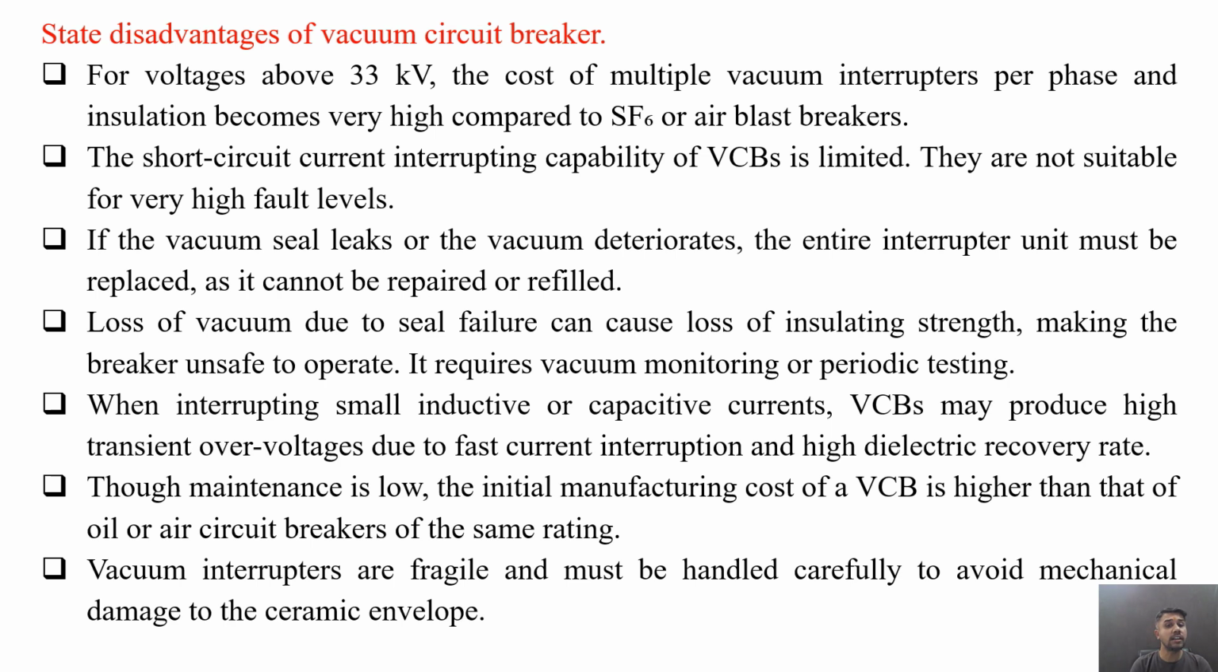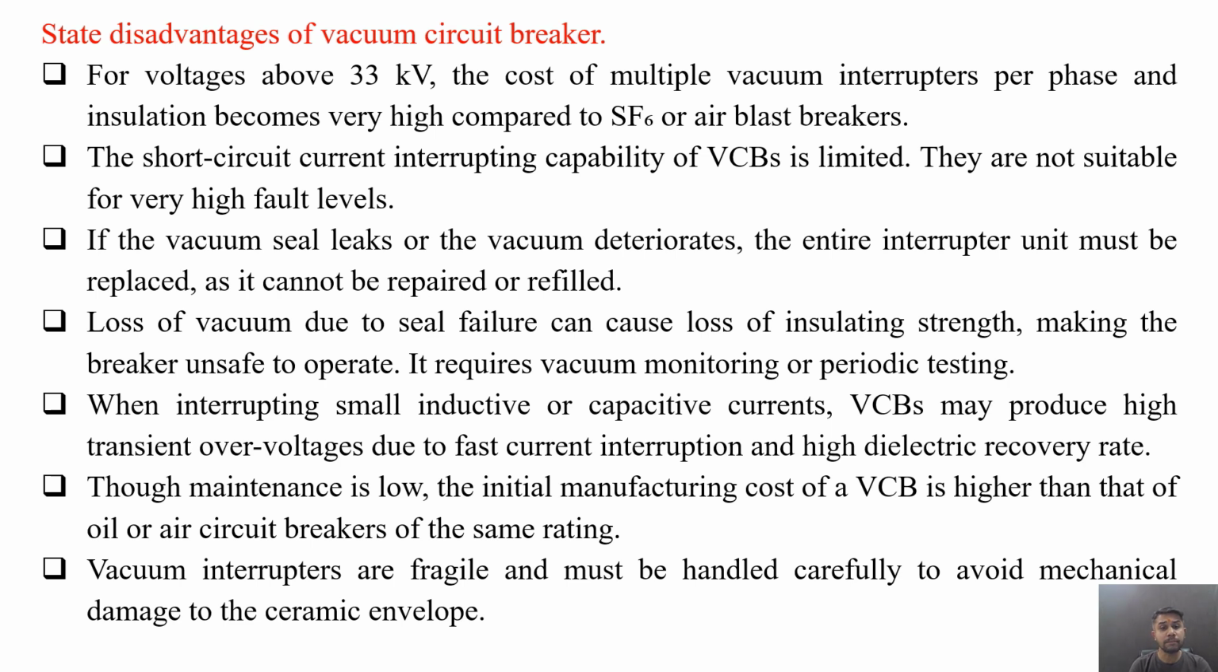If the vacuum seal leaks or the vacuum leakage occurs, the entire interrupter unit must be replaced as it cannot be repaired or refilled again. Now, loss of vacuum due to the seal failure can cause loss of insulating strength, making the breaker unsafe to operate. It requires vacuum monitoring or periodic testing.